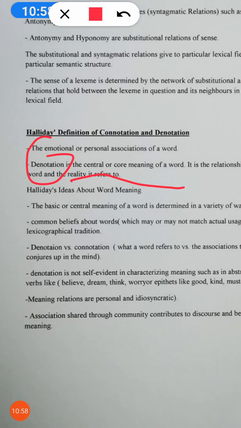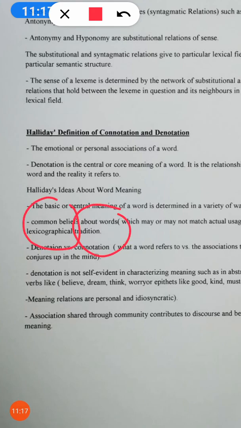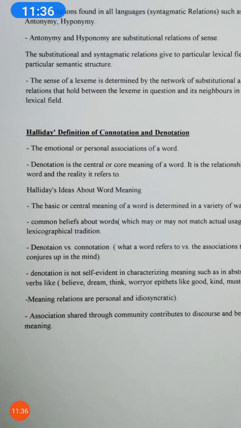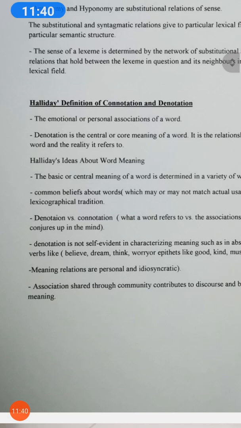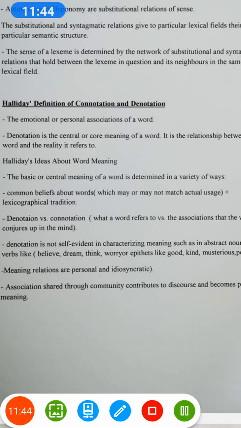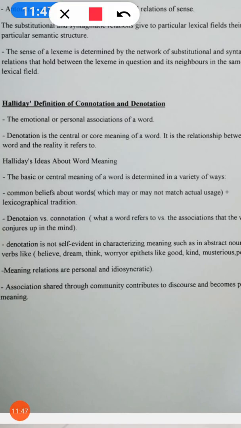Now we talk about Halliday's ideas about word meaning. The basic or central meaning of a word is determined in a variety of ways, such as, for example, the common beliefs about words, which may or may not match the actual usage. Sometimes we depend on the lexicographical tradition, because meaning is usually understood through the context. So for him, common beliefs about words plus the lexicographical tradition, two different aspects of meaning, should be taken into consideration in order to realize meaning.